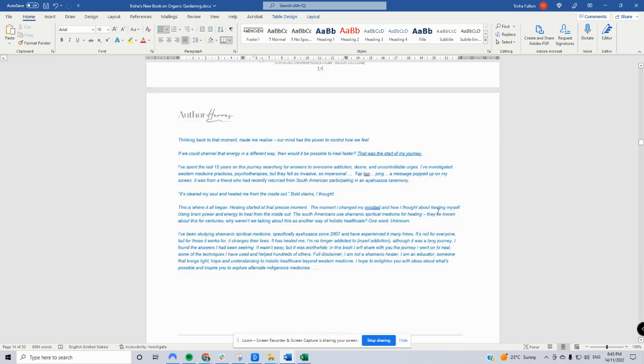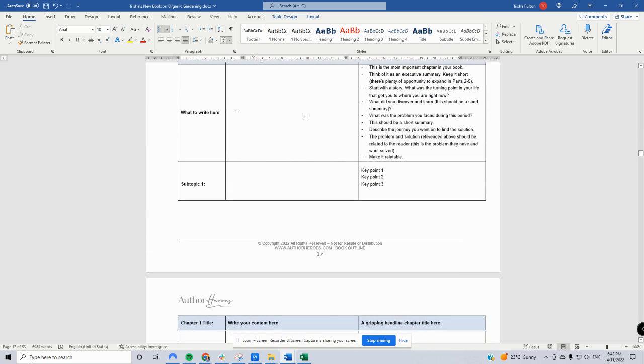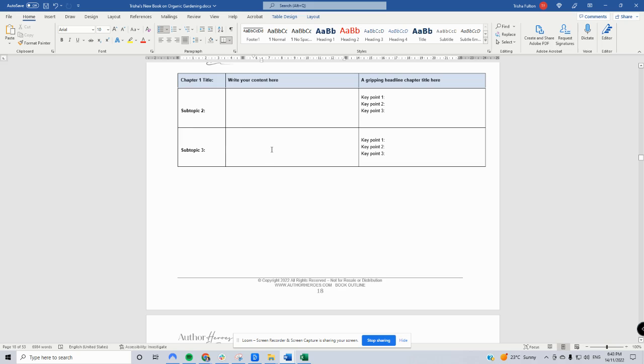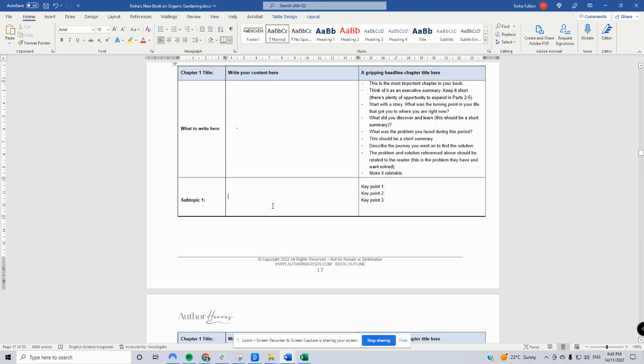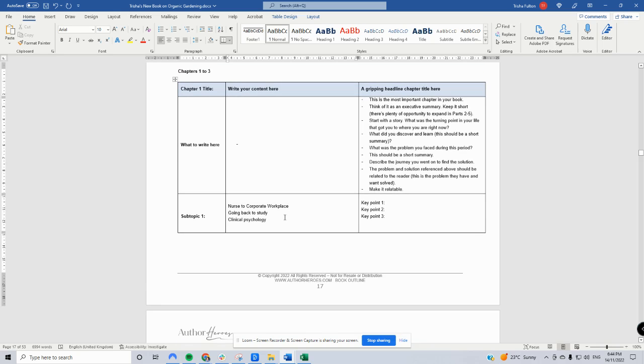Getting back to the book outline. All I would need to do is complete this, go through section by section, and say, for example, nurse to corporate workplace, and then going back to study. So when we talk about key points 1, 2, and 3, I would just put a couple of prompts here, and then I would take the iPhone and I would record those prompts, and I would say, this is chapter 1, and I'm talking about becoming a nurse and then going to get a job in a corporate workplace. And then I would continue.